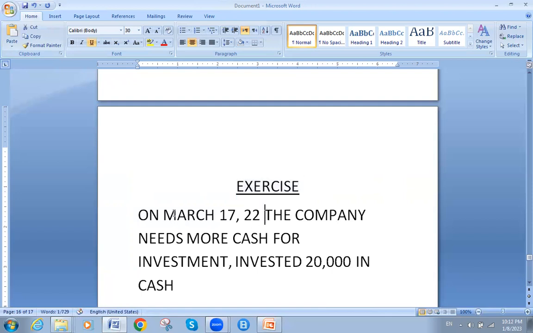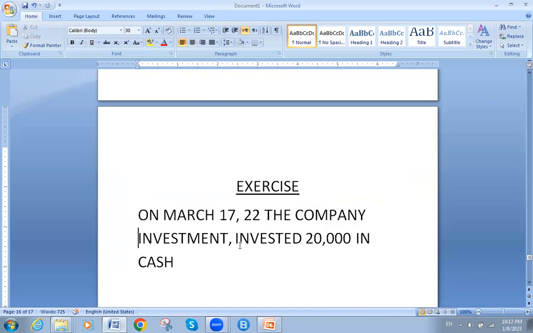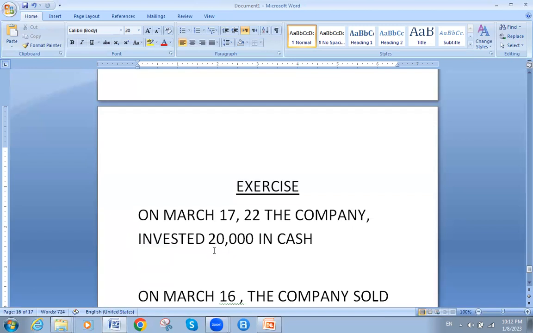So this is the first thing on March 17. The company invested extra 20,000 in cash on March 17. So this is a kind of expansion.